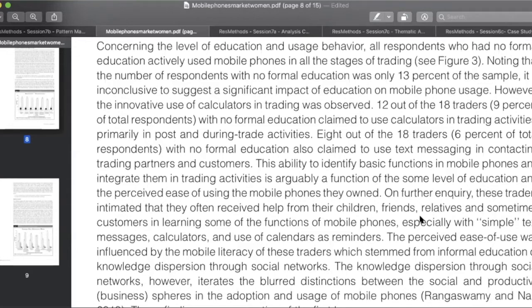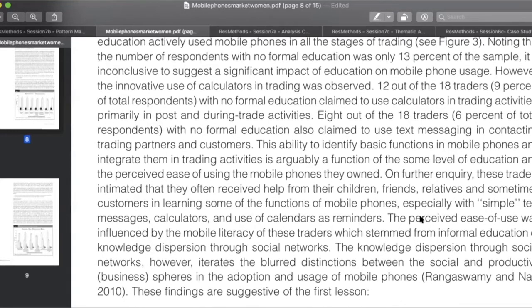Now, knowledge dispersion through social networks, however, iterates the blurred distinctions between social and productive spheres of using mobile phones, and the blurred distinctions in the adoption and usage of mobile phones. And this is Rangaswamy and Nair's paper.